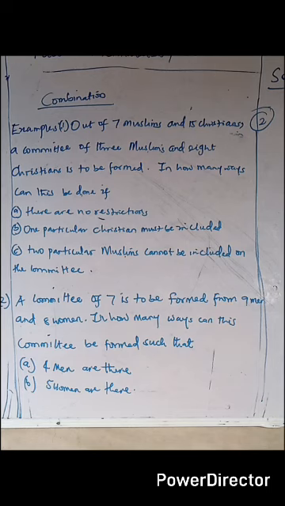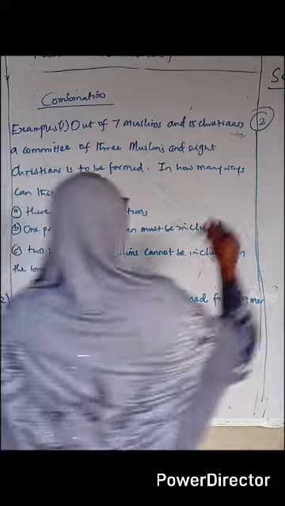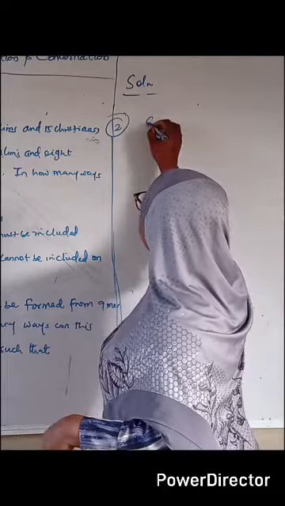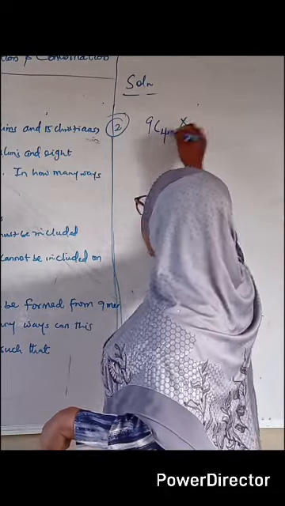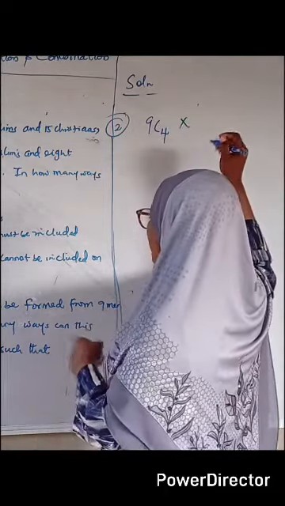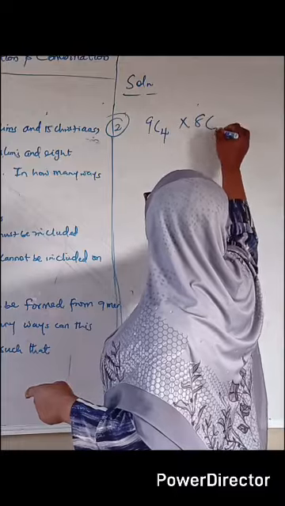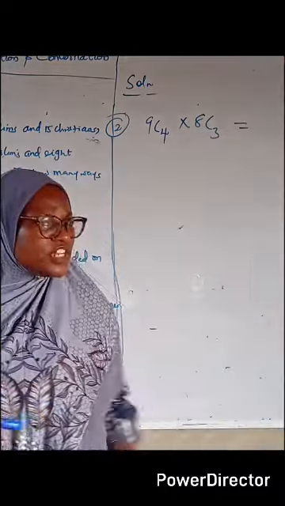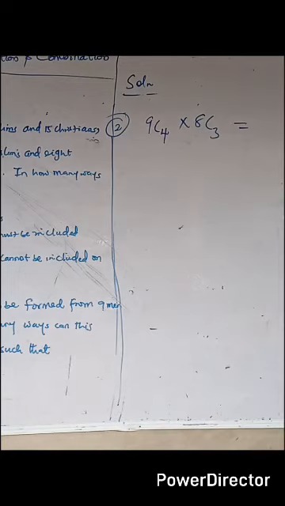Who's going to take the remaining population? The women, of course. And how many population would that be? That's 3. Because you are picking 7. 4 must be men. So when you want to represent this, how many men do we have? 9. That would be 9 combination 4 times how many women? 8 combination 3.